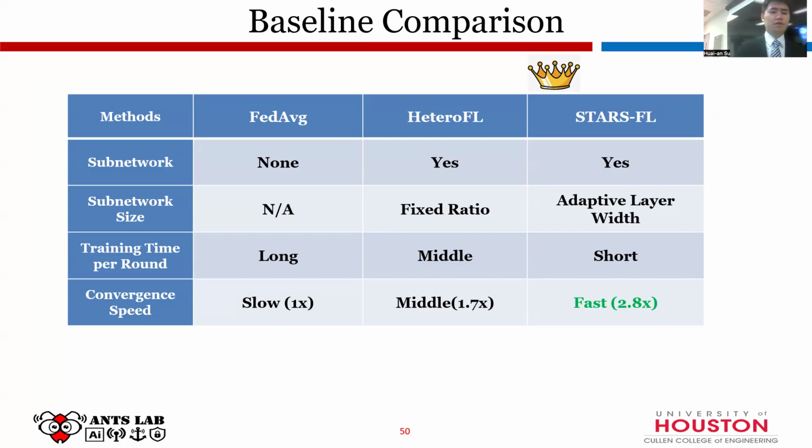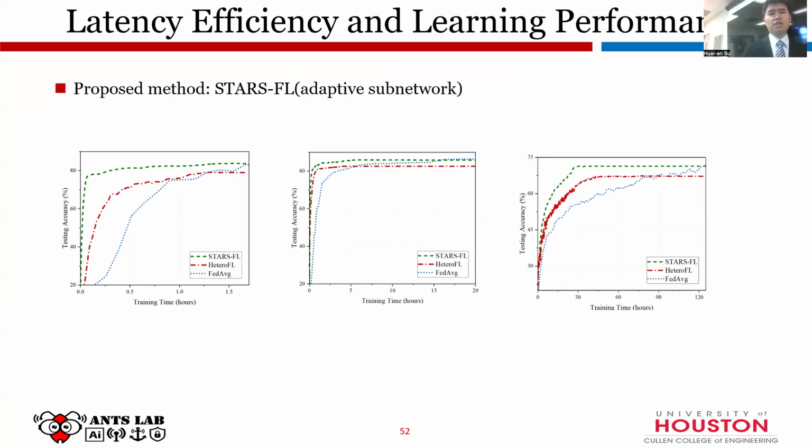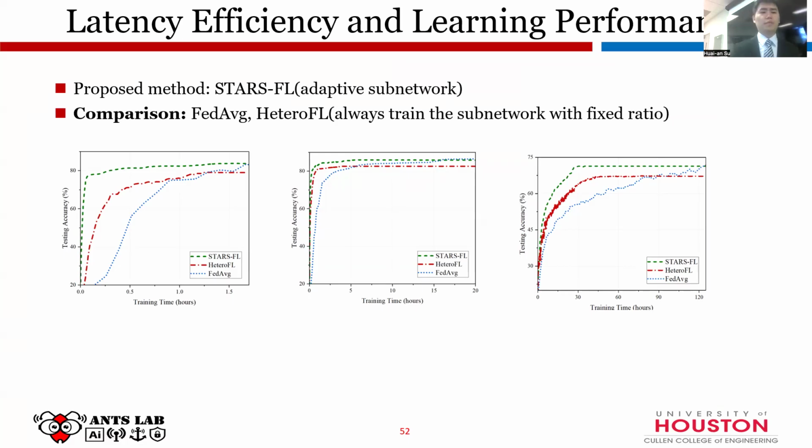Let's take a look at the StarsFL test bed here. We can see we also have a similar setup as before, where we have all those different clients as our roles, and we also have the NVIDIA RTX 3090 as our server. We also assigned different transmission rates to simulate the environment. For latency, efficiency, and learning performance, we compare with FedAvg and HeteroFL, which is always trained on the subnetwork with a fixed ratio. We have trained these on different setups.